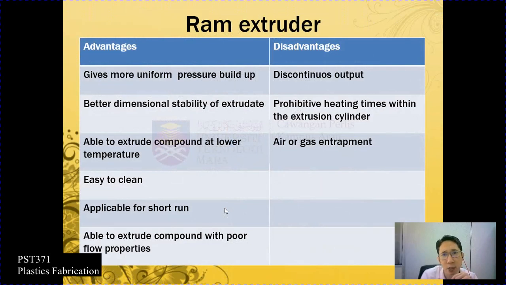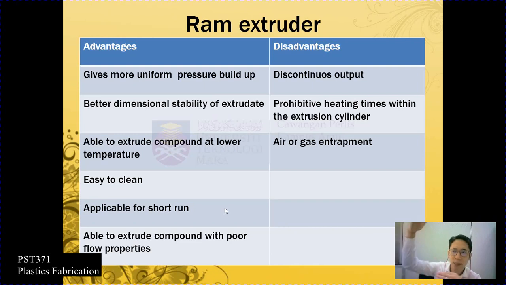Okay. Advantage and disadvantage of ram extruder. Give more uniform pressure build up. Okay. Better dimensional stability of extruded. Able to extrude a compound at lower temperature. Okay. Because ada pressure yang awak exerts during the extrusion process, awak push the material. Easy to clean, applicable for short run, able to extrude compound with poor flow properties. Okay, bila material yang ada high viscosity, flow properties is very poor, a ram extruder can be used sebab awak introduce pressure. Okay, but the problem is, the disadvantage is, it is a discontinuous output.